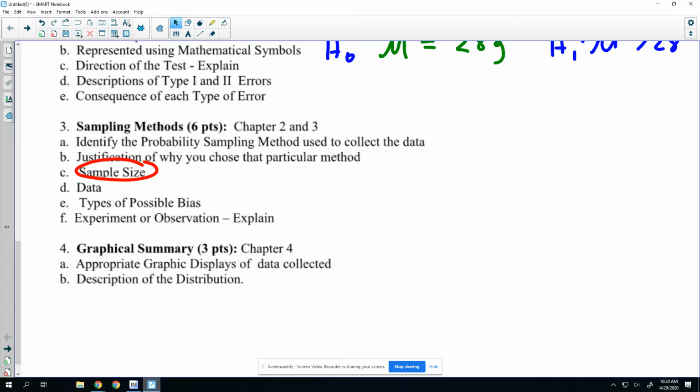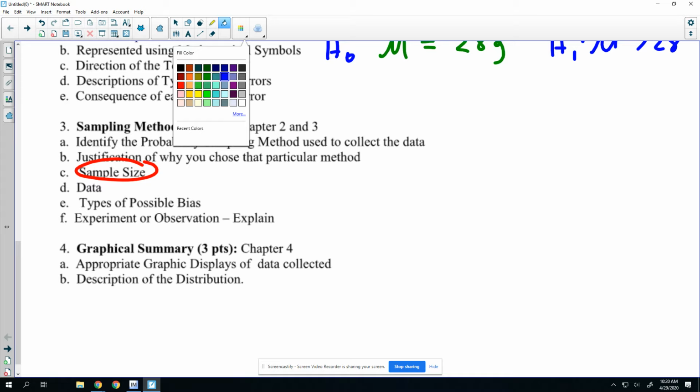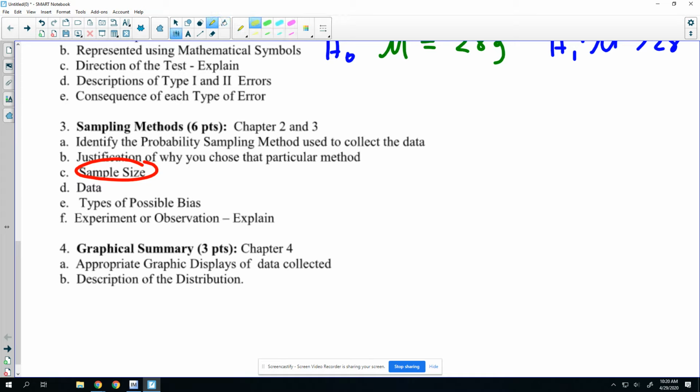The data needs to be included. Okay, this was not on your last one. Did not ask for data, but I noticed that some people didn't understand that you would have to subtract the package weight to know what contents are in there. The manufacturer is reporting on the contents. Okay, possible bias. I gave you some suggestions. Go look at your feedback.